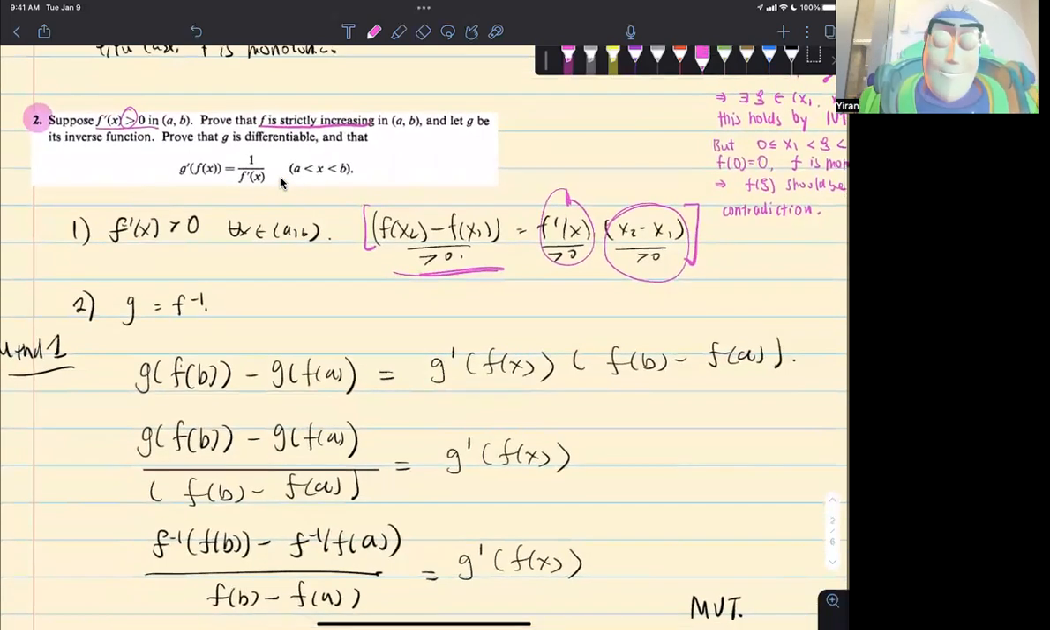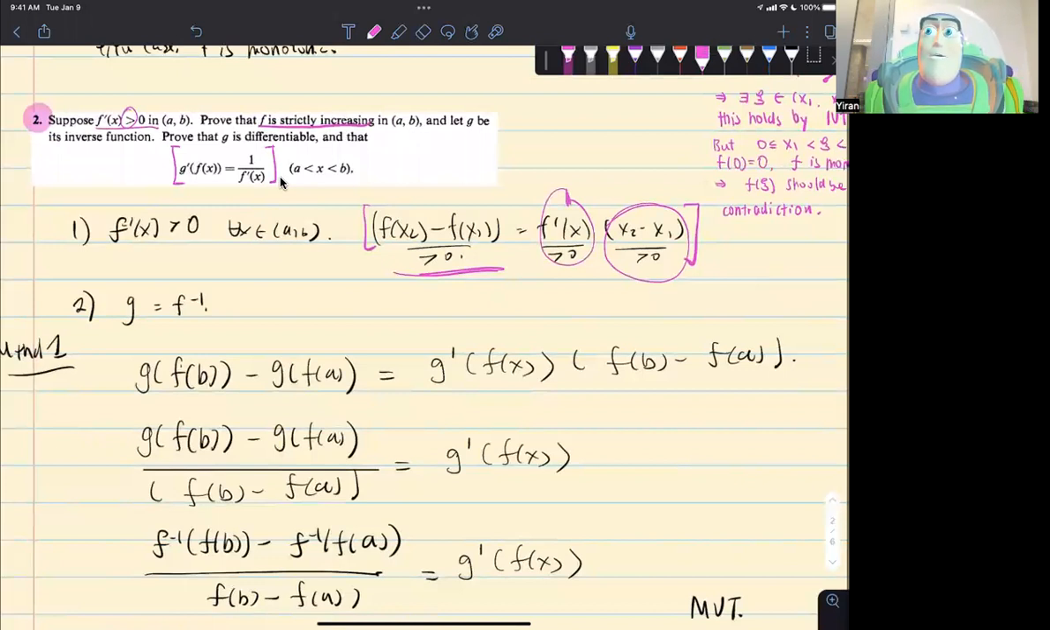And the second one is that g is the inverse function. So what is the inverse function? Well, it is simply f inverse, which is written as f to the power of -1. And we want to show that g is differentiable and the derivative is exactly in this formula. Okay, so the second part is to show g is differentiable. We know f is differentiable, and we know there's a special relationship between x and y. So I would try to use the definition to show that g is differentiable first.